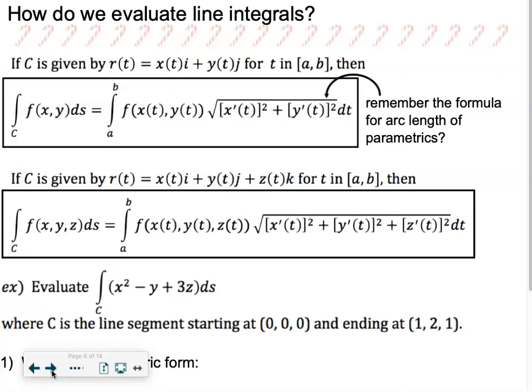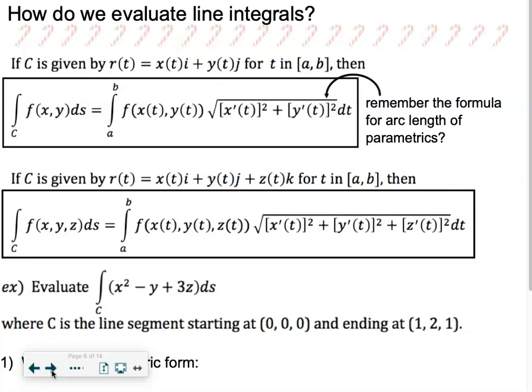I wish they were called curve integrals, because it's not like these are straight lines. When they say line integral, they really should say curve integral, right? Because it could represent anything. It doesn't have to be straight. So anyway, over some curve is the integral from a, your lower t value, to b, your upper t value, of your function, now written in parametric form, times the arc length.